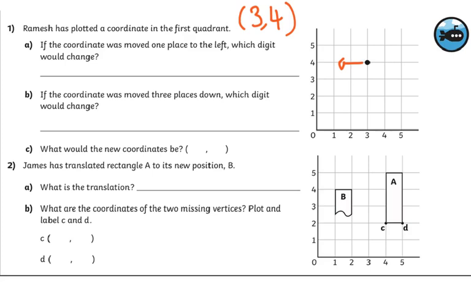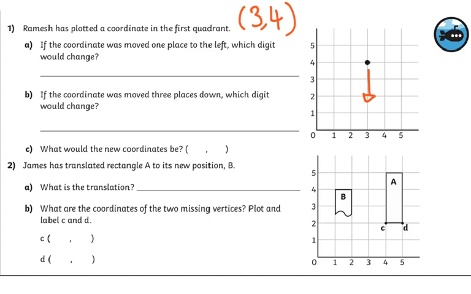Question B says if the coordinate was moved 3 places down, which digit would change? So again, think really carefully about when you're working in a vertical direction, which coordinate do we need to look at? Is it the first one or the second one? And then see what would the new coordinates be.